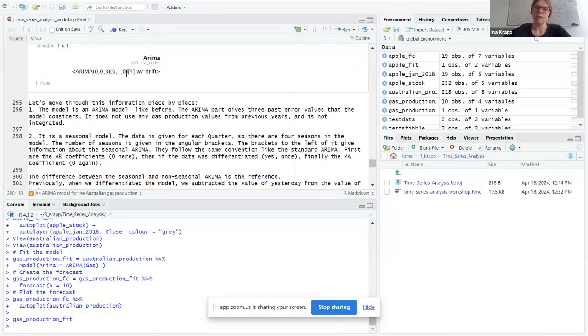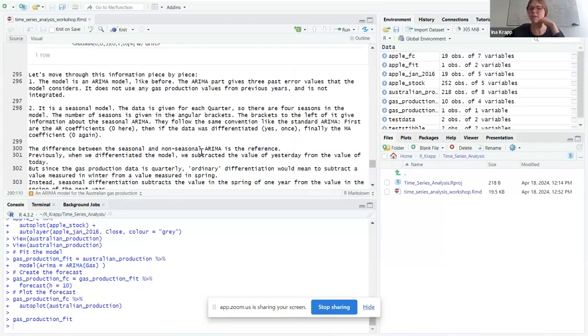And we don't have any moving average component in the seasonal part. The difference between the seasonal and non-seasonal parts of the model is the reference. Previously, when we differentiated the model, we subtracted the value of yesterday from the value of today. For the quarters, that would mean to subtract a value measured in winter from a value measured in spring.